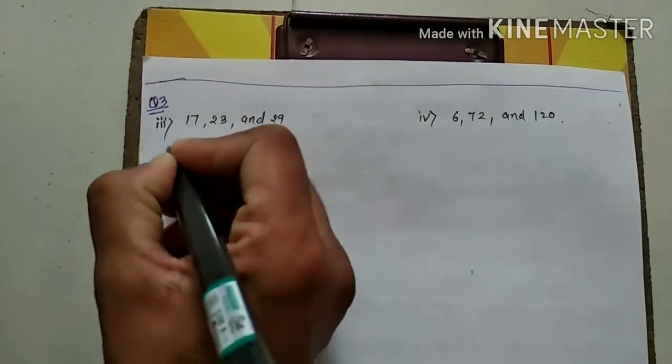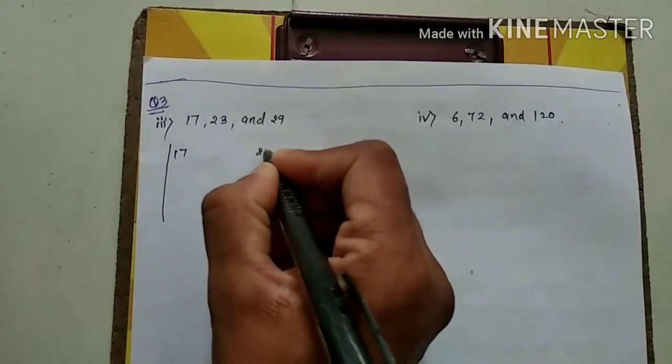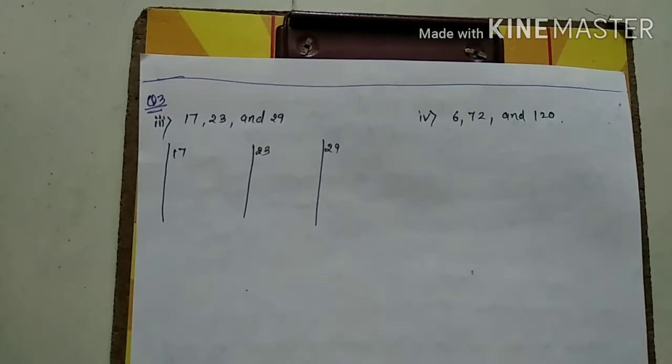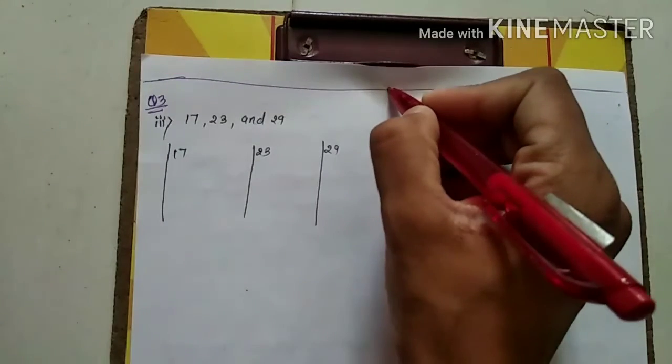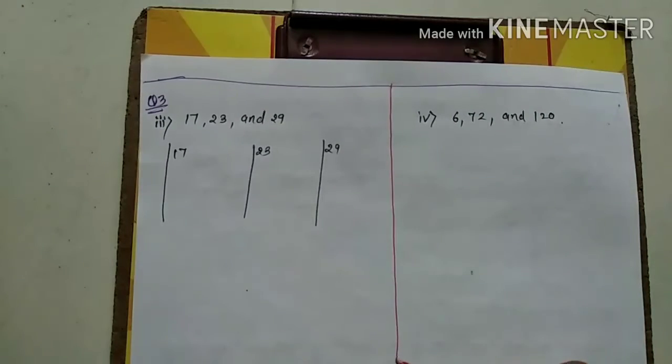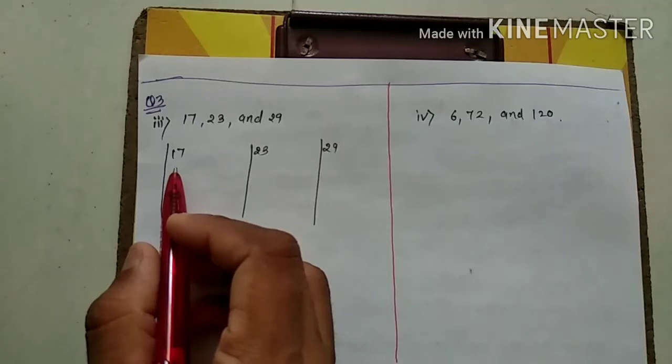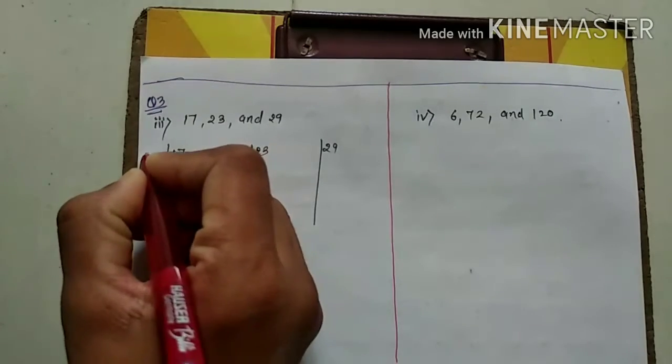First do the prime factorization of 17, then 23, then 29. I am using a separate one to make it clear. Now see, 17 is a prime number. It will not go with any other number, so it will go by itself.